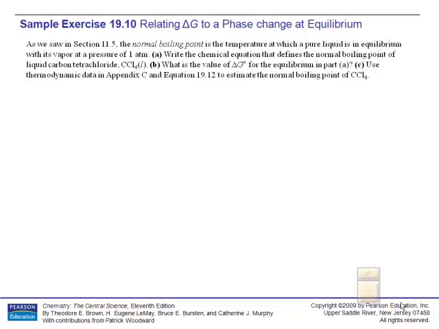Okay, so the question says, as we saw in section 11.5, the normal boiling point is the temperature at which a pure solid is in equilibrium with its vapor at a pressure of 1 atmosphere. So I explained that. At a boiling point, technically it's in equilibrium until you have the entire sample vaporized. Part A. Write the chemical equation that defines the normal boiling point of liquid carbon tetrachloride, CCl4 liquid. So, that's pretty simple. Let's write the equation.